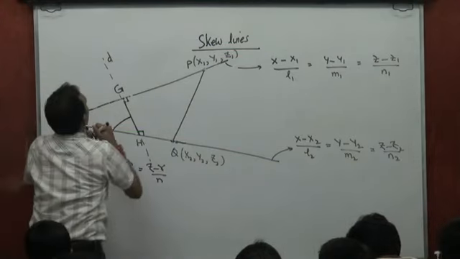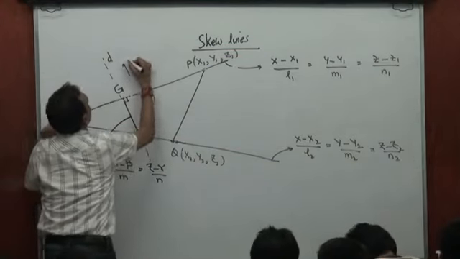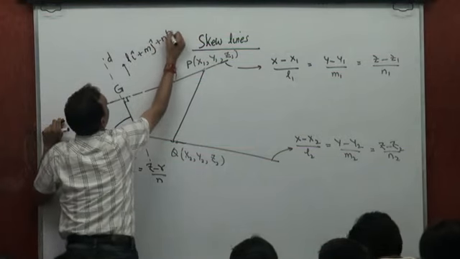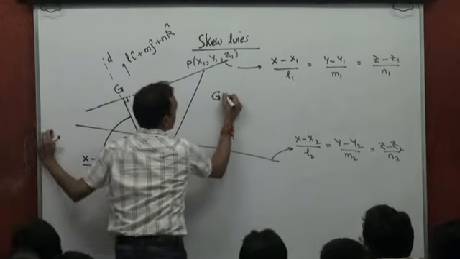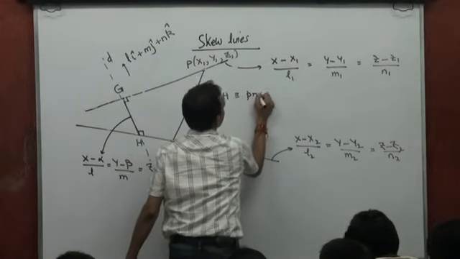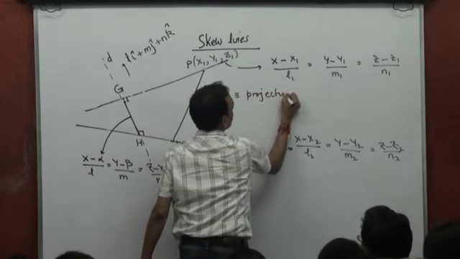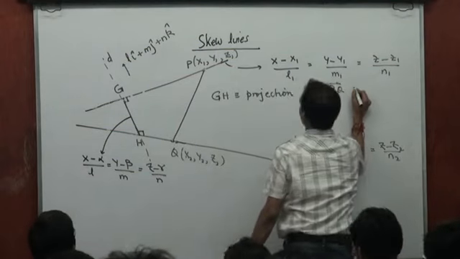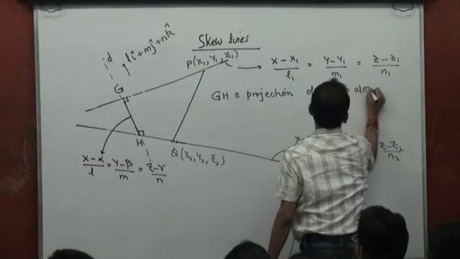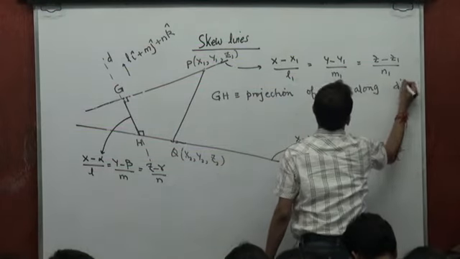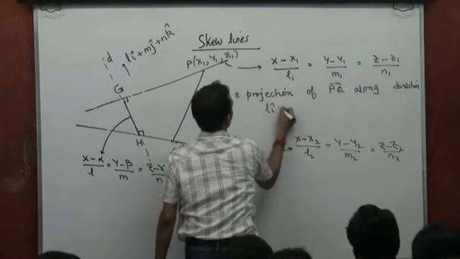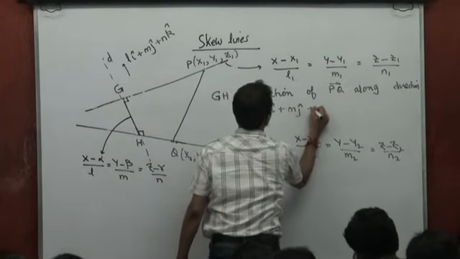GH is the projection of PQ along the direction D. What direction D? A unit vector in this direction is L i cap plus M j cap plus N k cap. GH is the projection of PQ along the direction Li plus Mj plus N k cap.